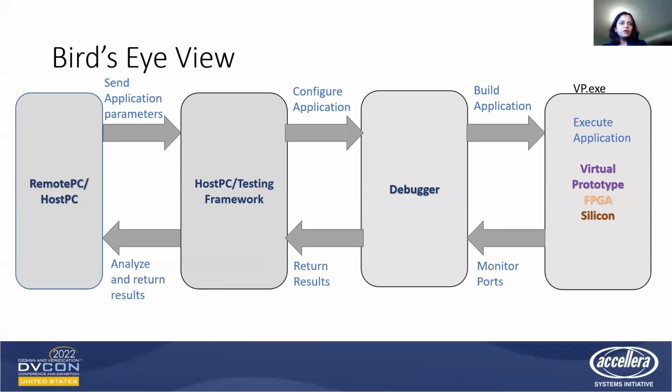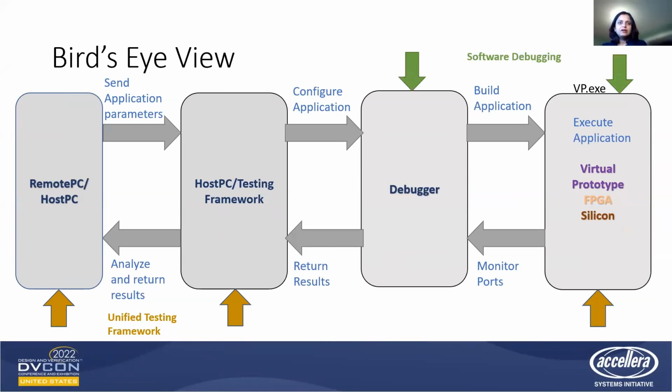Now, pay attention to the yellow arrows here. The remote PC, the host PC along with the software testing framework, and the system under test can be clubbed together and called a unified testing framework. This is a common testing framework to run applications seamlessly on different platforms, whether it be a virtual prototype, an FPGA, or silicon. I shall cover details of this in the next slide. Please look at the green arrows here. The debugger, along with the system under test, can be clubbed together and called the software debugging system.